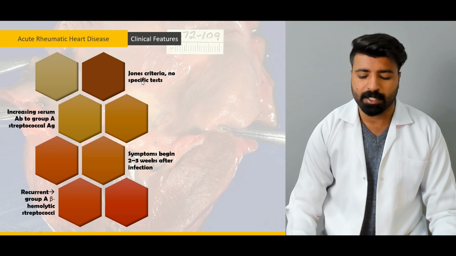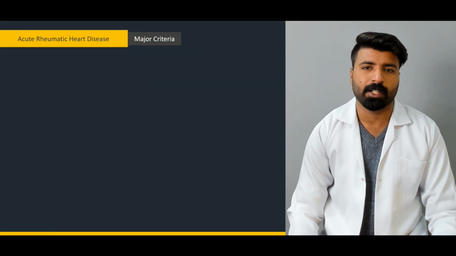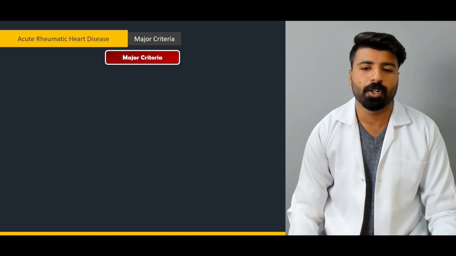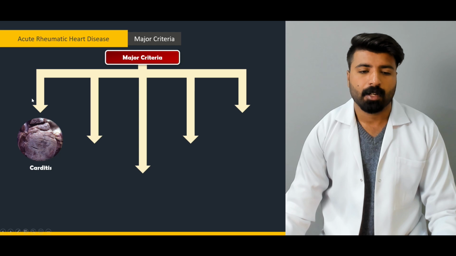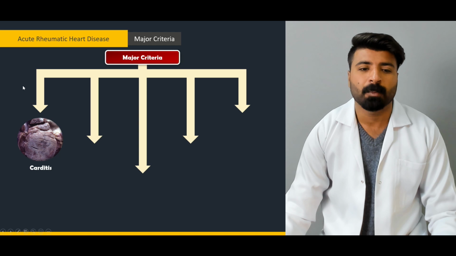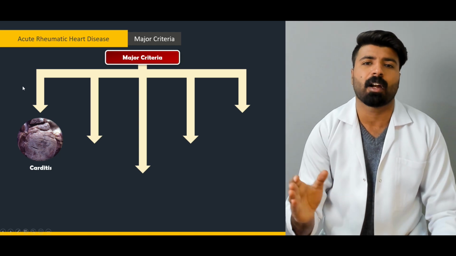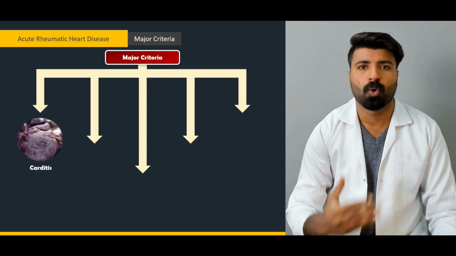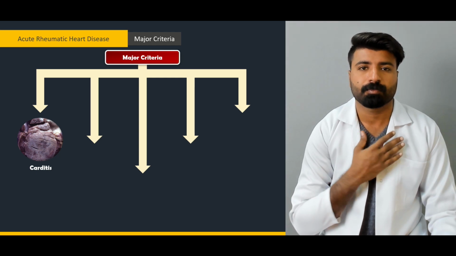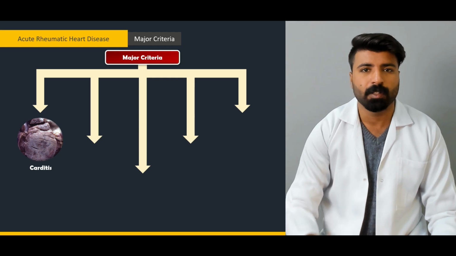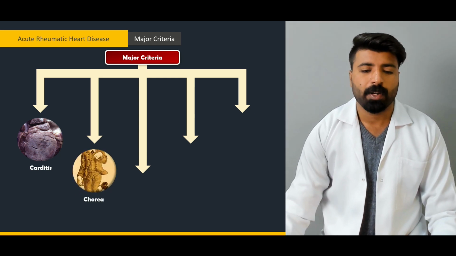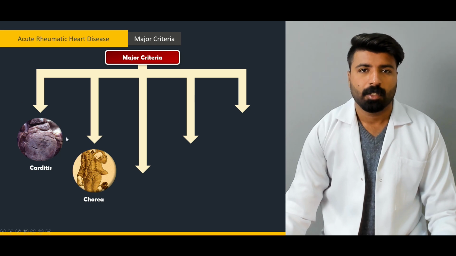And then we have Jones criteria. Now let's learn about Jones criteria. I told you already, but the point is that first of all, we have carditis. You can call it pericarditis. In most cases, carditis is pericarditis in this case. So for my sake, I remember pericarditis, but you can go with carditis too. Next one, we have chorea. In Jones criteria, we have chorea.